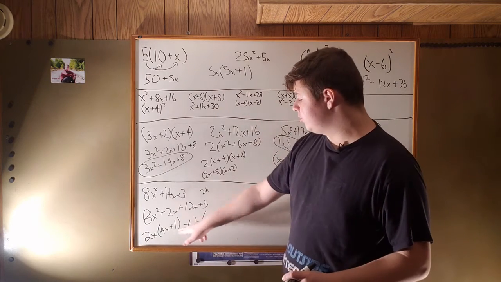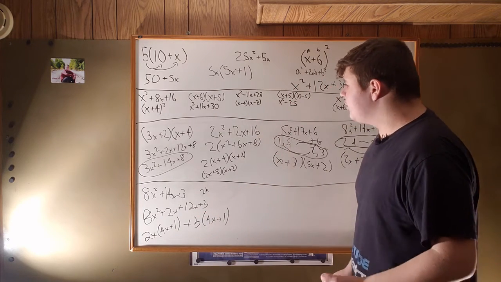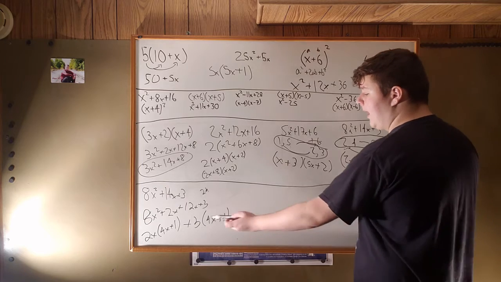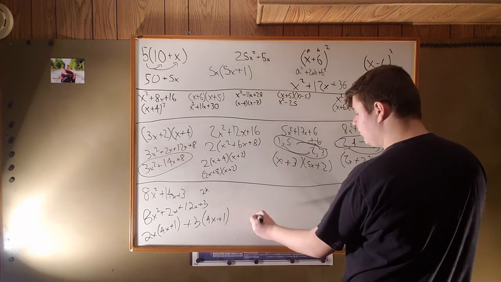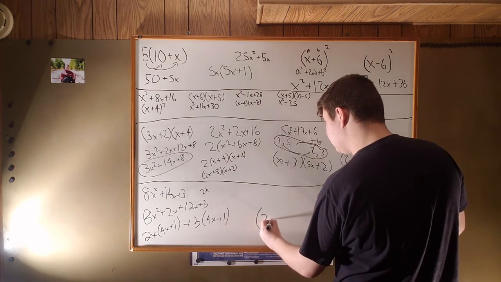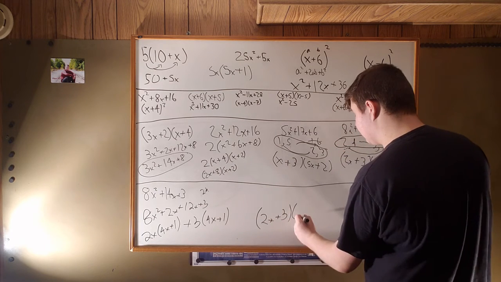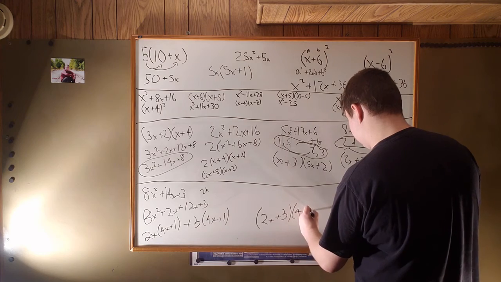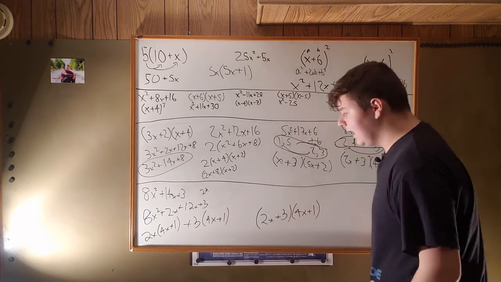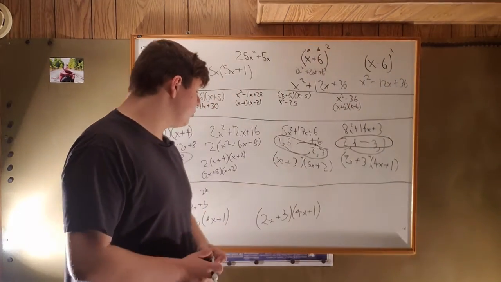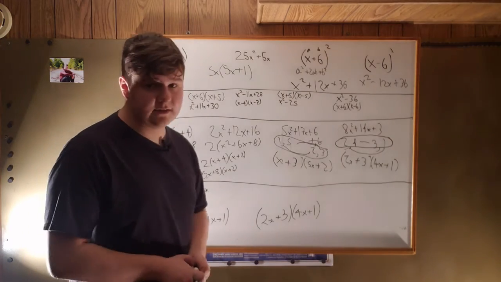You'll notice that these two are the same. And like I showed earlier, we can combine these together. So we get 2x plus 3 in one set of parentheses. And in the other, we get 4x plus 1. And if we look back over here, that's exactly what we got before, so we know we did it right.